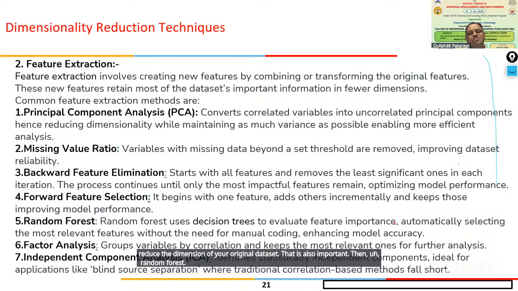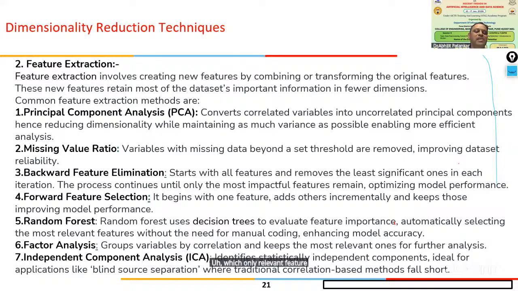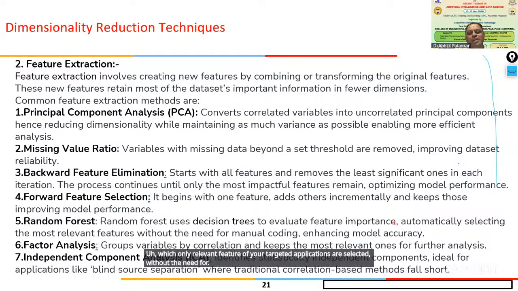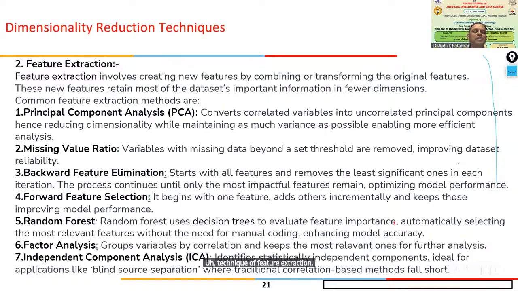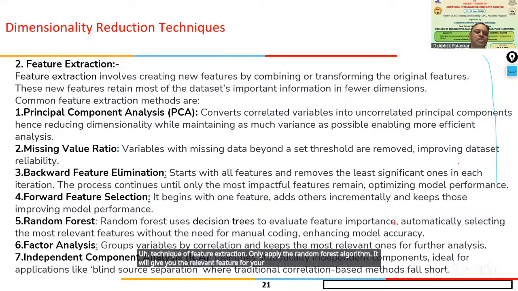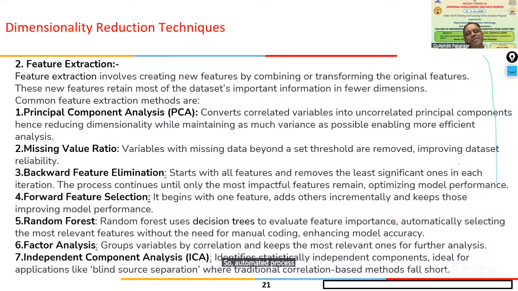Then random forest. Random forest uses decision trees to evaluate feature importance automatically, selecting the most relevant features. So this is an automated method where only the relevant features of your targeted application are selected without the need for manual coding, enhancing model accuracy. So random forest is one of the techniques of feature extraction. Just apply the random forest algorithm, and it will give you the relevant features for your application. So it is an automated process.